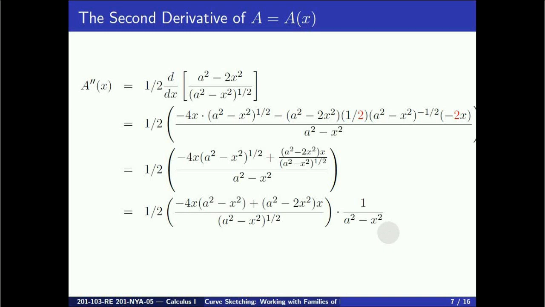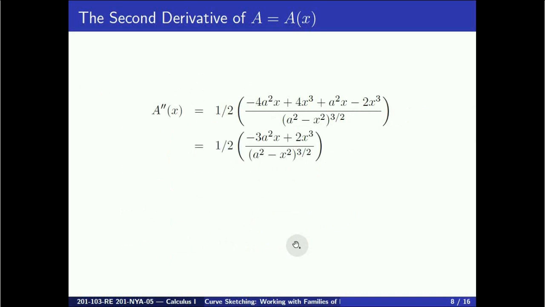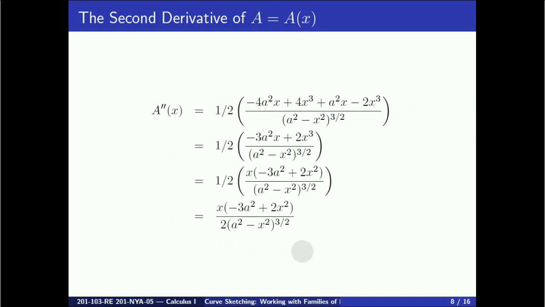Next, we expand the numerator and multiply in the denominator the 2 powers of a squared minus x squared to get a squared minus x squared to the 3/2. Then we group like terms and factor a common factor of x. Finally, multiplying by a 1/2 is the same as dividing by 2, and we get our final expression for the second derivative.